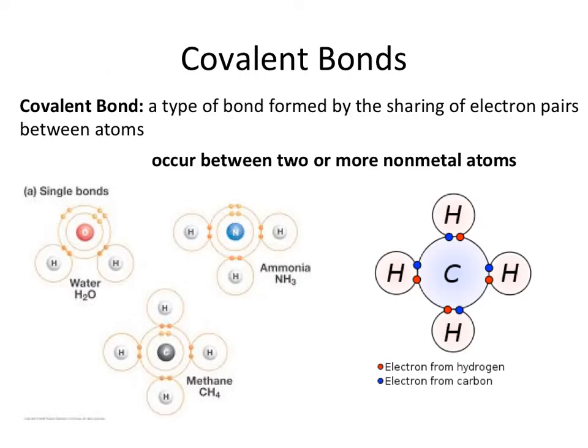Covalent bonding is characterized by the sharing of electron pairs between atoms, and it usually occurs between two or more nonmetals. However, metalloids and nonmetals can also form covalent bonds. As you can see from our pictures here, hydrogen and carbon are sharing pairs of electrons to satisfy the octet needs of each. So hydrogen ends up with 2, and this carbon ends up with a total of 2, 4, 6, 8 electrons. The sharing of these electrons creates these types of bonds.